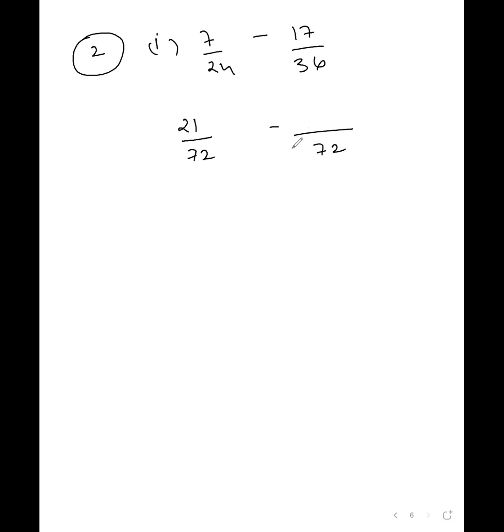34 by 72. Yeah. Very good. Fine. So now we are supposed to do what? 21 minus 34 by 72. Okay, up to here it's clear? Yeah. Then what does it become? Minus 13 by 72. Very good.